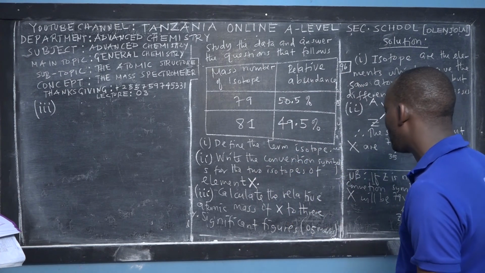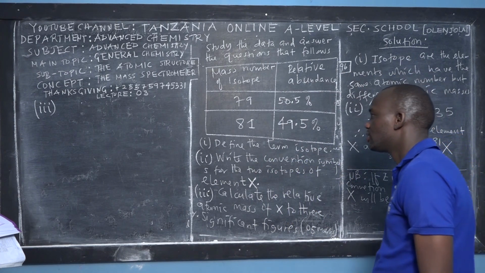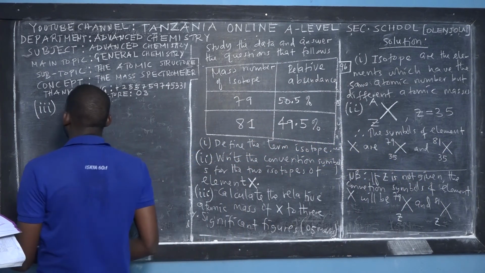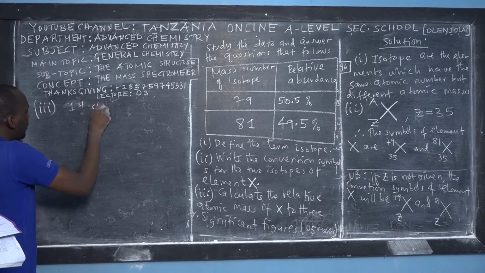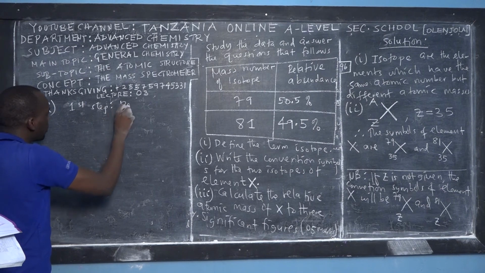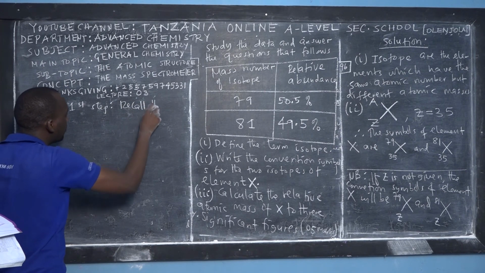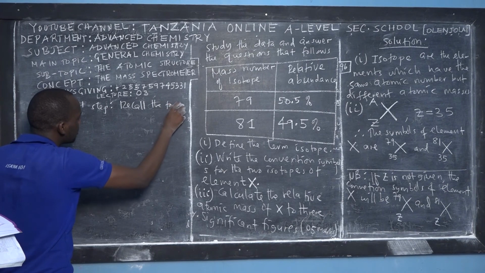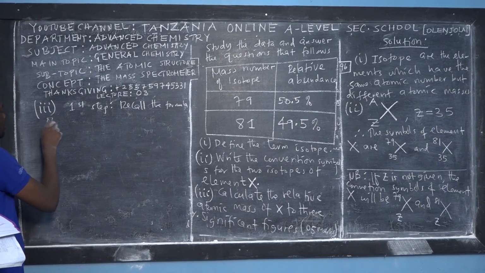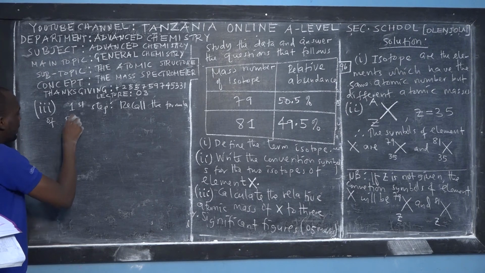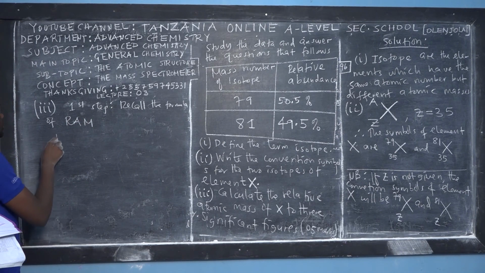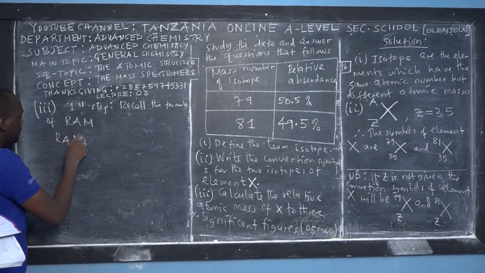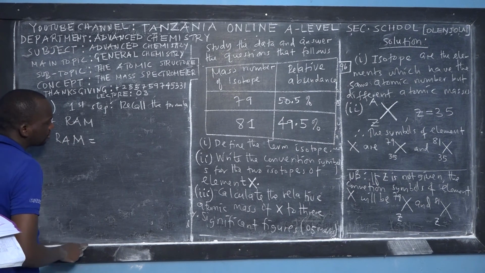Calculate the relative atomic mass of X to three significant figures. For this one, we go to the computation. Recall the formula of finding relative atomic mass. When we say the relative atomic mass is equal to what?